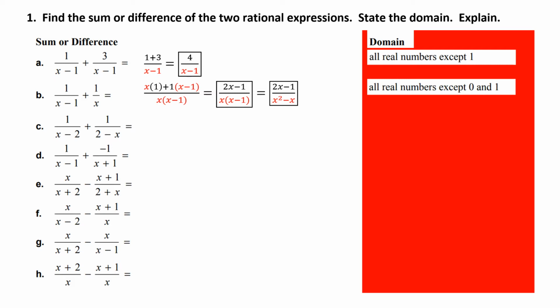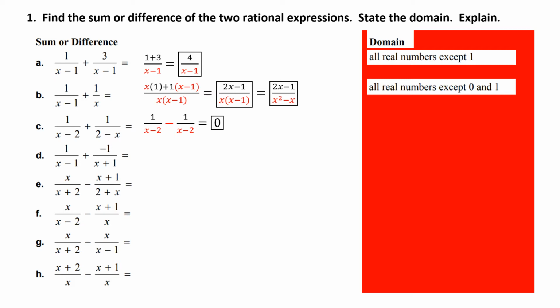When we go to example C, our denominators are x minus 2 and 2 minus x. Those are almost the same thing. And as a matter of fact, we can make them the same if we factor a negative out of the second fraction. Notice how that would work. We can now have 1 over x minus 2 minus 1 over x minus 2. When we subtract, we come up with 0 as our answer.